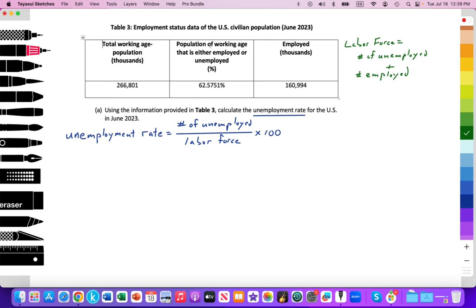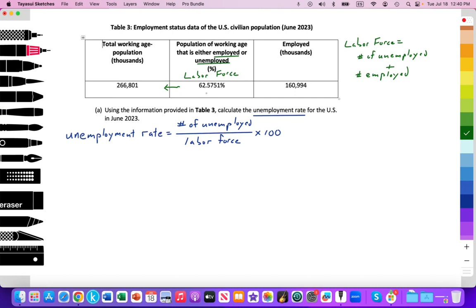So here in column 2, it says the population of working age that is either employed or unemployed. So this is revealing our labor force. Here we have the sum of the employed and unemployed. It's 62.5751% of what number? It's of this number over here, the total working age population, all those above the age of 16 that can work. But from that number, only 62.5751% are employed or actively seeking work.